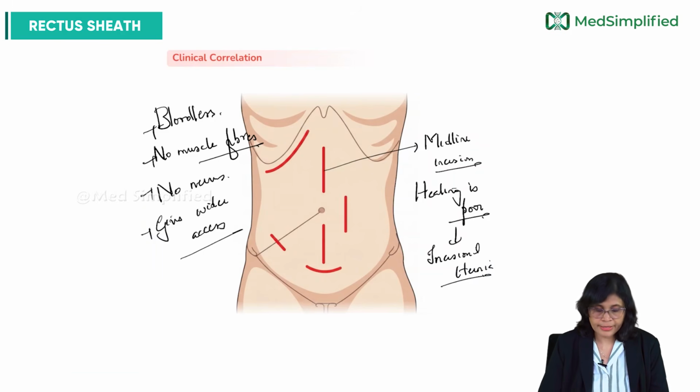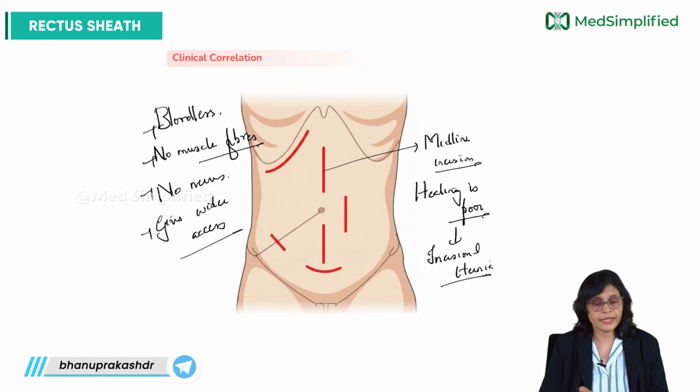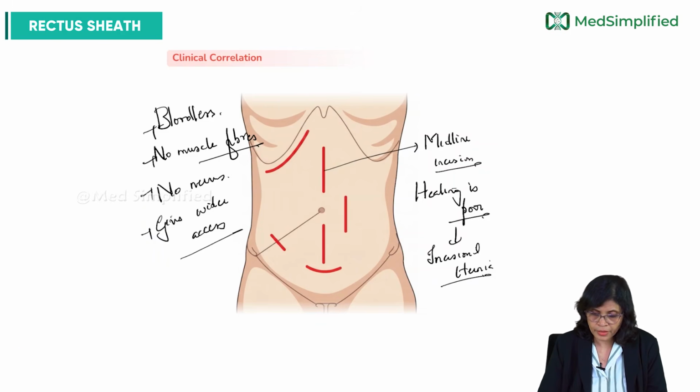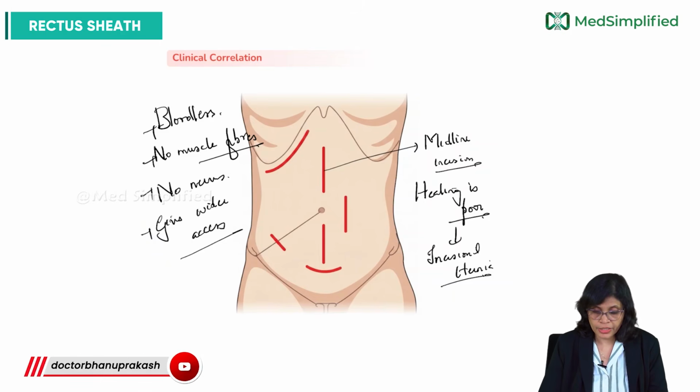So in this case, the infraumbilical incision is much safer. If you want to put a midline incision, the infraumbilical is safer because here the linea alba is thinner and the muscles we can approximate. Muscles are closer. So that can prevent an incisional hernia.